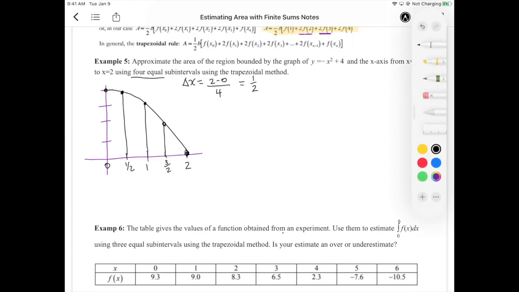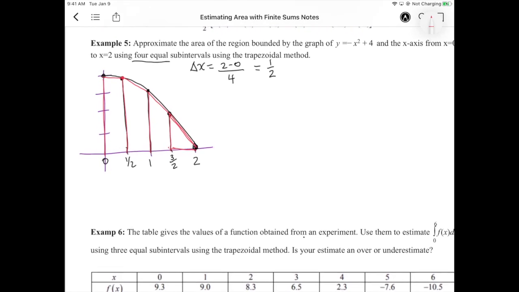And then I connect those points. I'll do it in red so it kind of stands out. So when I connect these points, you can see there is one trapezoid. This one will be a little bit more clear because it kind of goes down. There's my second trapezoid, my third trapezoid, and then my last trapezoid actually ends up being a triangle. But it works out the same. We still use the same area for a trapezoid.